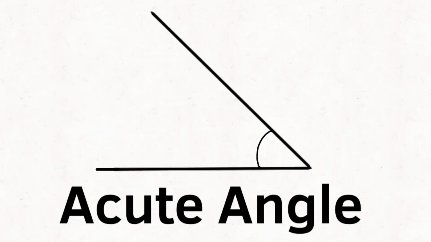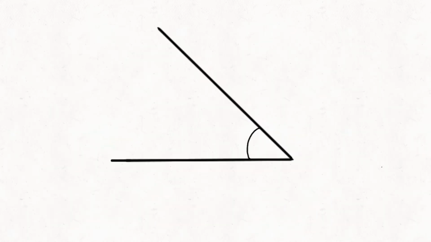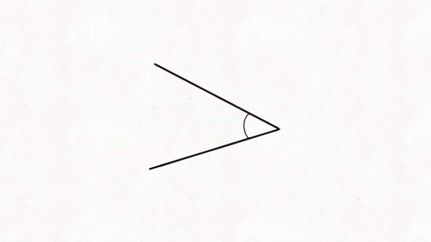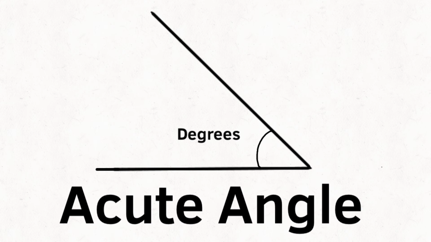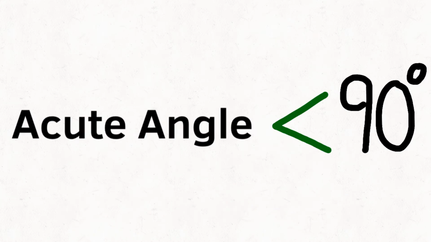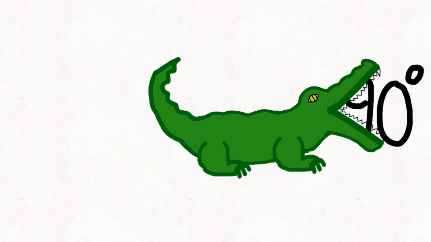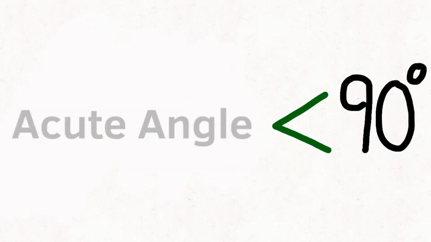The catapult was in a position that formed an acute angle. An acute angle is sharp, like the end of a pencil. The unit of measure for an angle is degrees. The symbol in the middle shows that an acute angle is less than 90 degrees. Just think of the less than symbol like an alligator mouth. The alligator always wants to gobble up the bigger number.